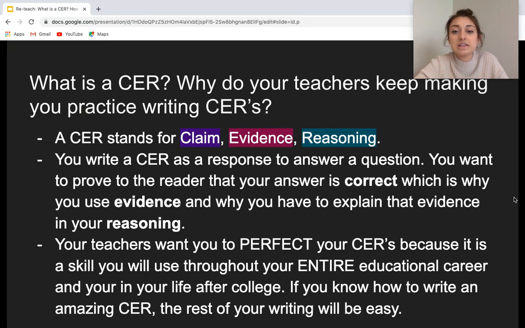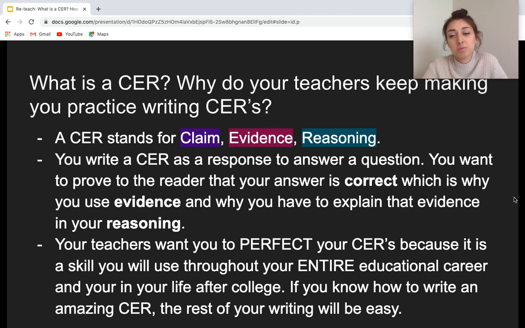Okay, so what is a CER, and why do your teachers keep making you practice writing CERs? A CER stands for claim, evidence, reasoning. I know you guys know this. You want to write a CER as a response to a question. So you're basically answering a question, but you want to prove to your reader that your answer is correct, which is why you have to use evidence and why you have to explain that evidence with reasoning. You don't want to just make a random claim and have the reader just trust you that you're right. You need to prove that you're right.